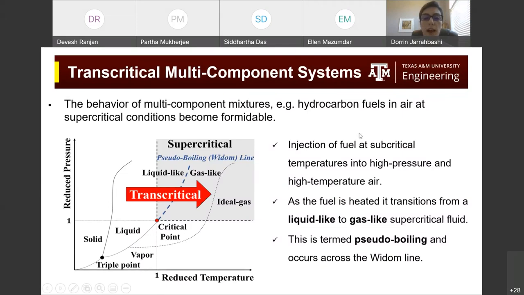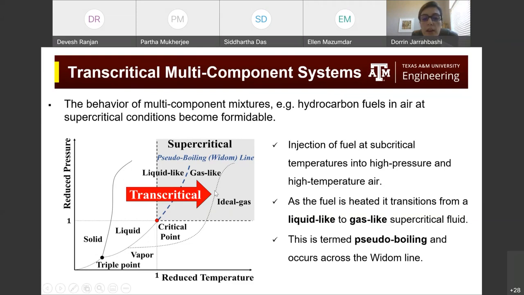subcritical fuel sprays have been pretty much investigated for a long time. However, because of the shortcomings of optical diagnostics at such high pressure and temperature, it's very difficult to resolve the small-scale structures. And if there is going to be a droplet, it would be difficult to resolve at such conditions. The focus of my talk today would be the transcritical condition.